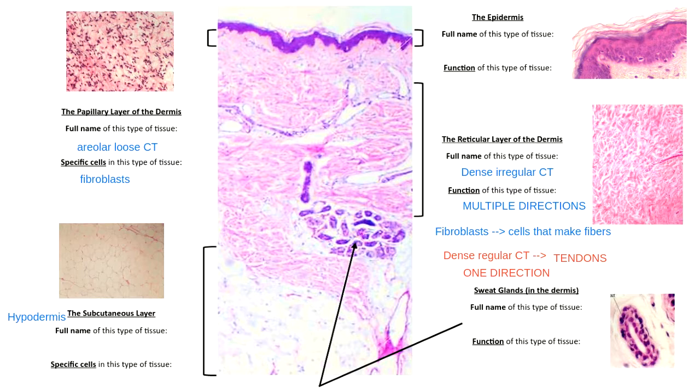Areolar loose connective tissue is the type of connective tissue that we see up here in the papillary layer of the dermis, at the top of the dermis. This is a small portion of the dermis. Most of it is the reticular layer, with a little area up here at the top filled with this areolar loose connective tissue. Its name tells me that the protein fibers are loosely packed.